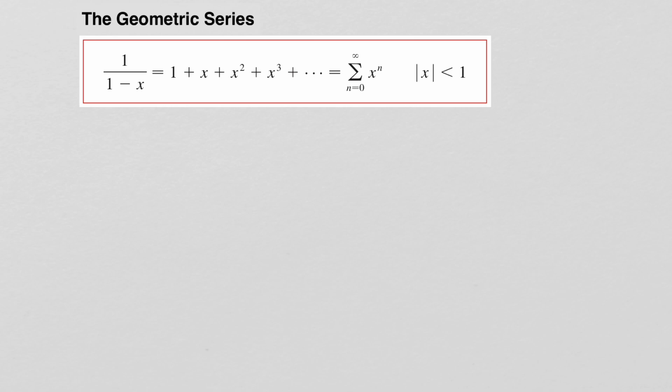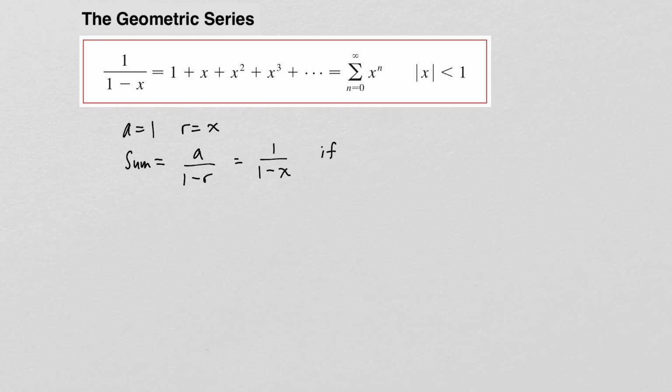We know that the series 1 plus x plus x squared plus x cubed plus etc., which is equal to the summation of x to the n, n equals 0 to infinity, is a geometric series. The first term is 1 and the common ratio is x. So we know that the first term a is equal to 1, the common ratio r is equal to x, and the sum of the series we know is a divided by 1 minus r, which in this case is 1 divided by 1 minus x.